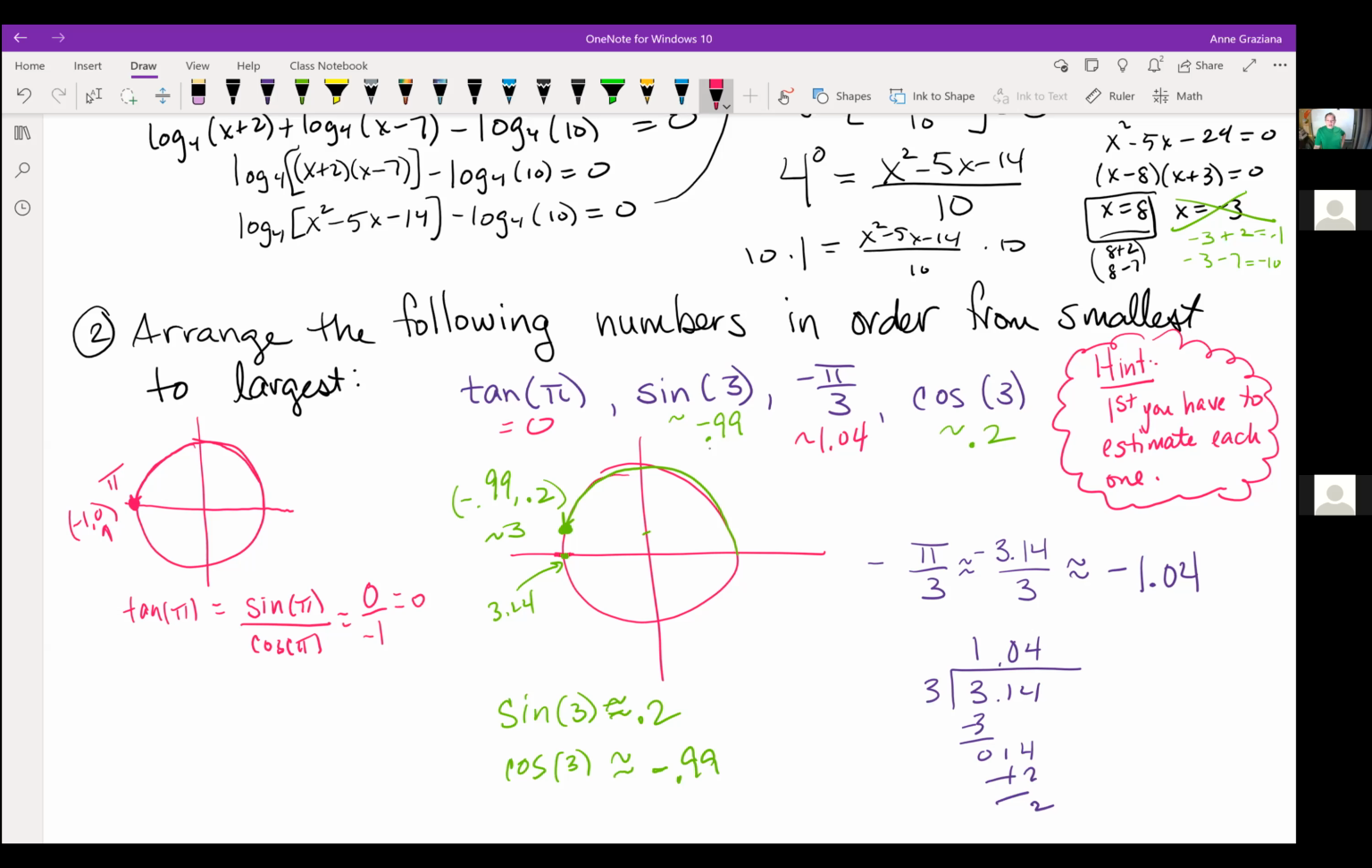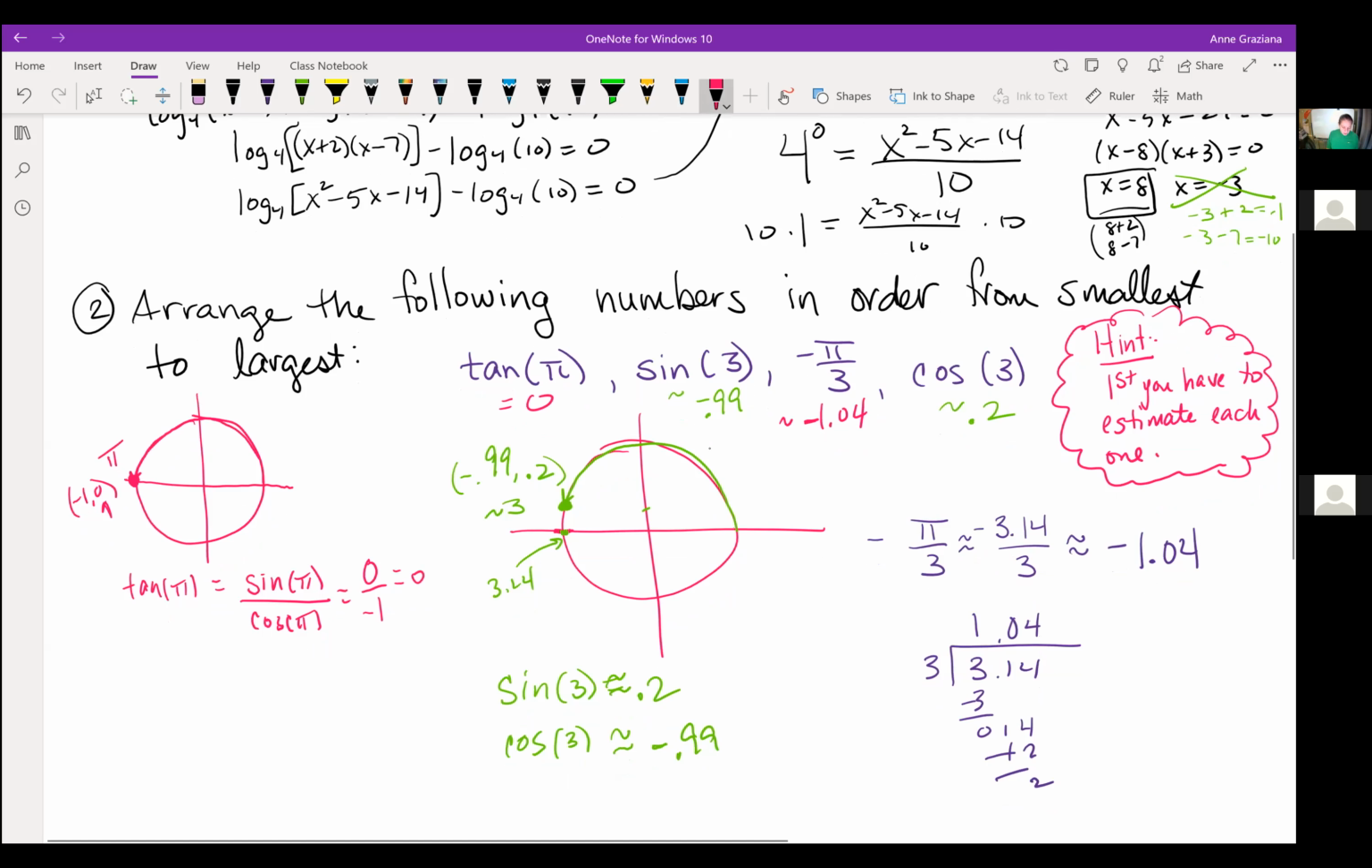Did anyone do that a different way or think about that differently? If you have really good number sense, and some of you out there really do, you could think, okay, 3.14 is a little bit bigger than 3. When I divide by 3, I'm going to get something a little bit bigger than 1, which is what happens. And then you just slap that negative on the front and you got it, okay? Ooh, I kind of forgot my negative here. Okay, negative 1.04.